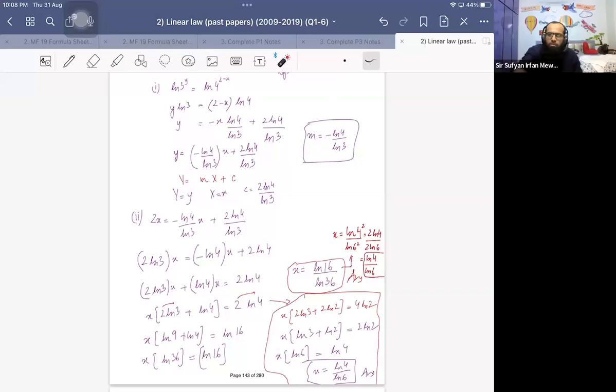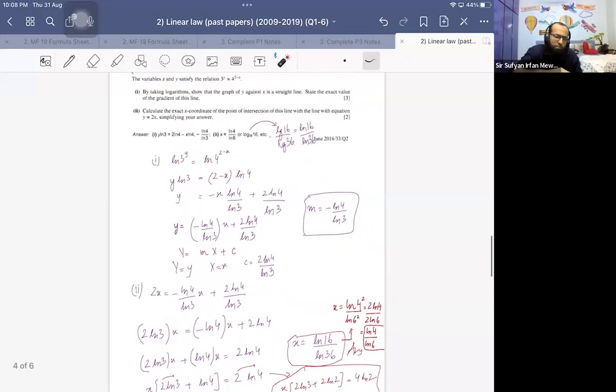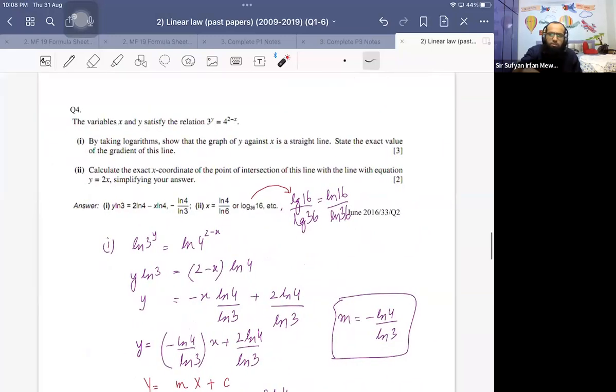No, Arya. Why does the direct simplification not give us the correct answer? No, ln 4 upon ln 6 is the correct answer. No, ln 4 upon ln 9. ln 4 upon ln 6 is the answer.